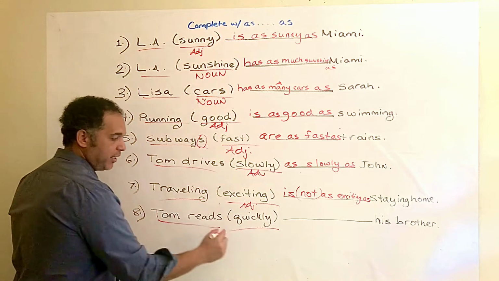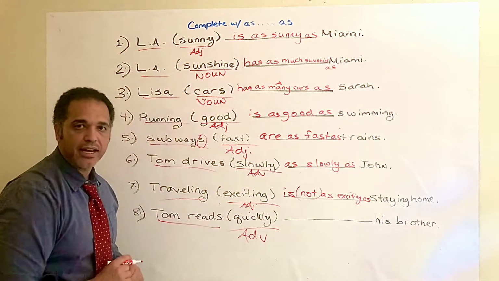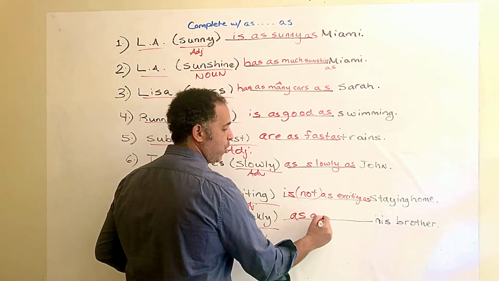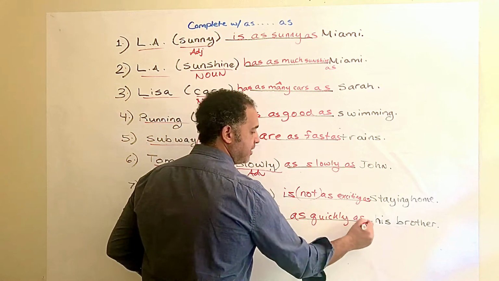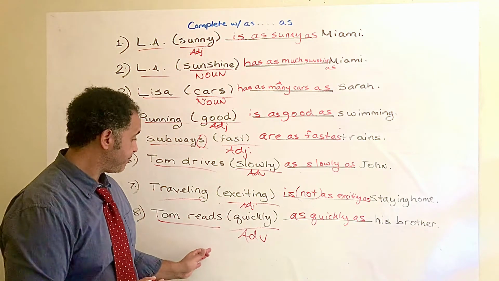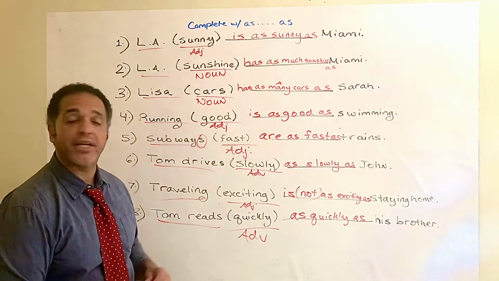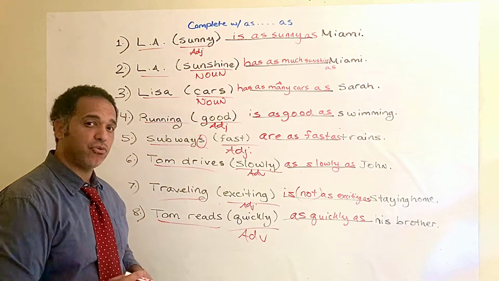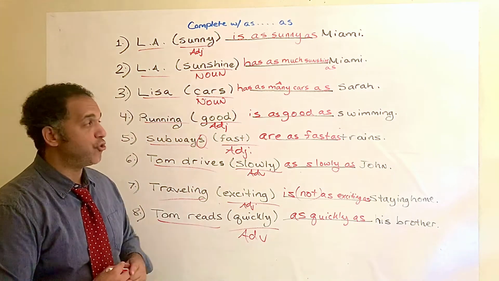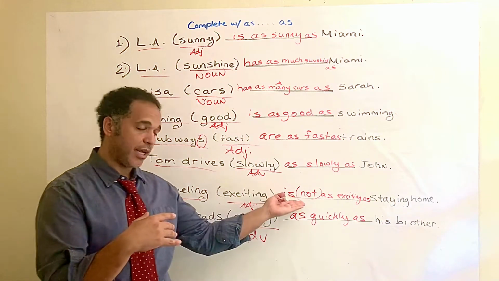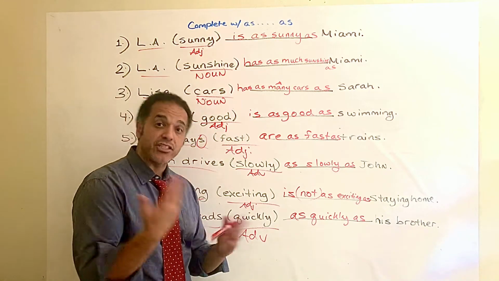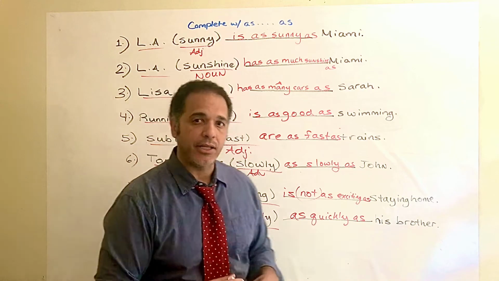And then the last one, quickly. Quickly is an adverb. Tom reads as quickly as his brother. Again, if you want to make it negative, Tom doesn't read as quickly as his brother. There's different ways that you can change it, but again, I'm just trying to show you the basics for what you would need to show that two things are equal. Again, sometimes you can say two things are not equal, and there's different ways that you can express that, and we're going to make a video about that a little bit later.